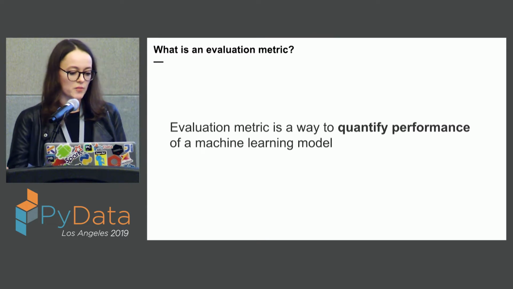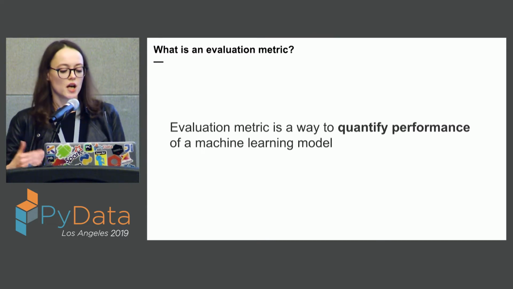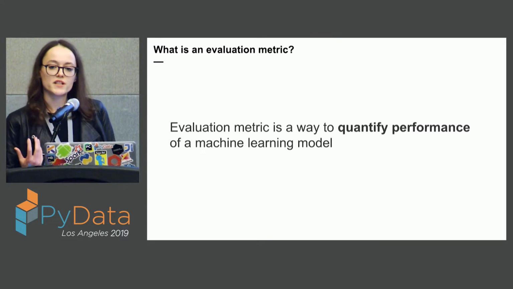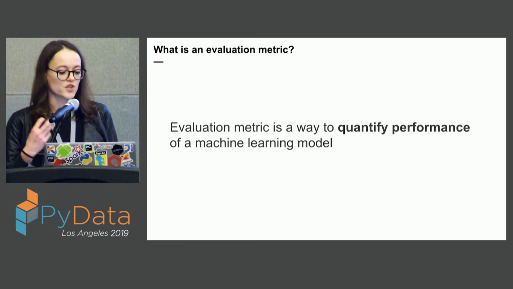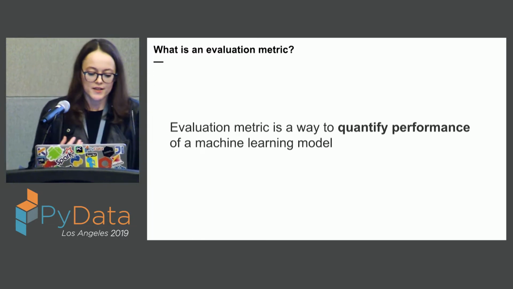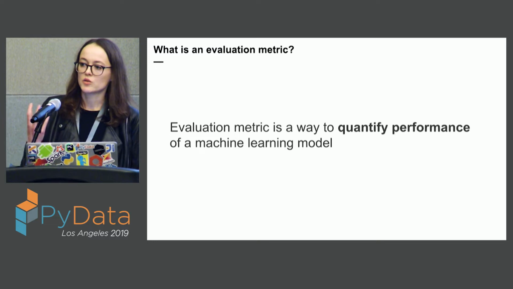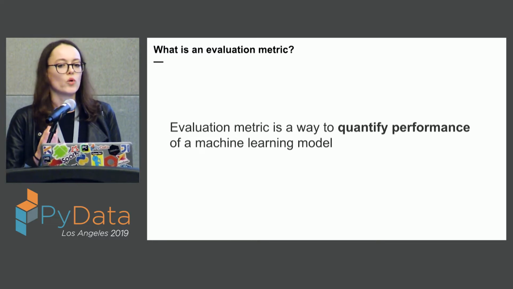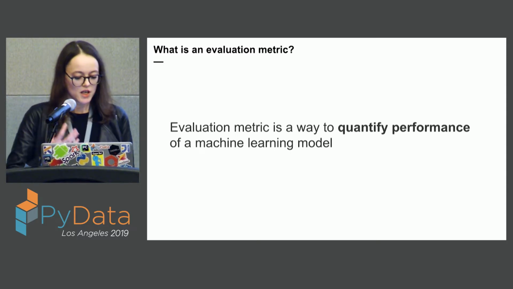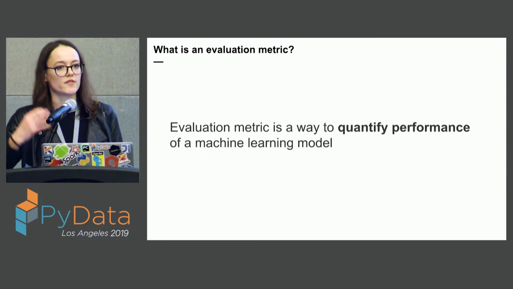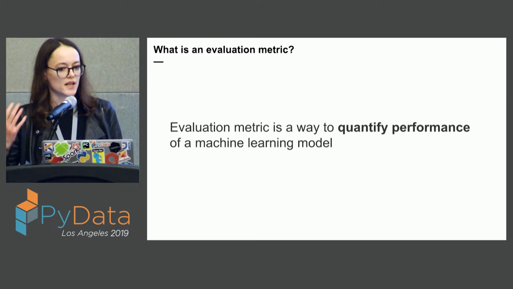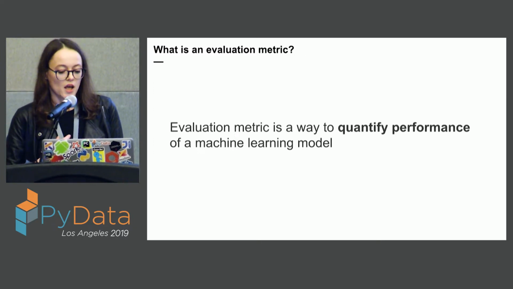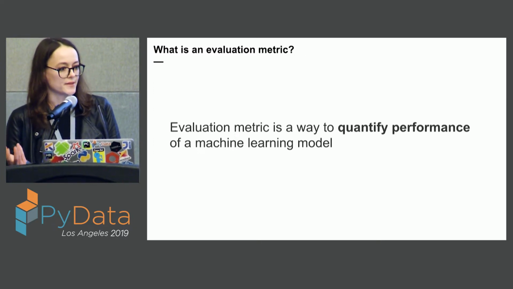So what's an evaluation metric, just so we are on the same page? Evaluation metric is a way to quantify performance of a machine learning model. So when we train a machine learning model, we don't want it to simply memorize the training data. We want it to be able to generalize. So we want it to be giving good predictions on the data that it has not seen, and we need a way to quantify that.